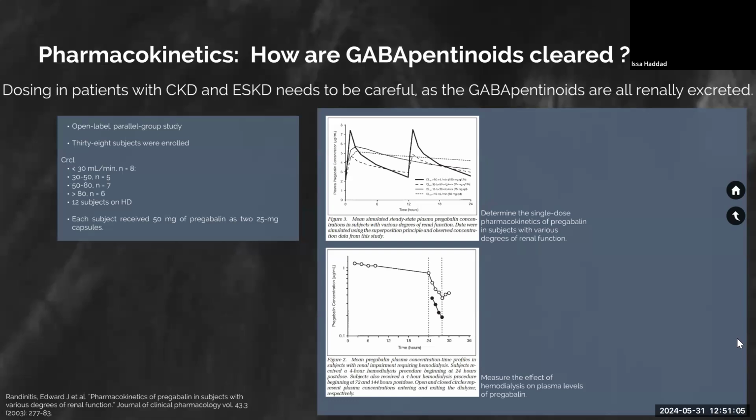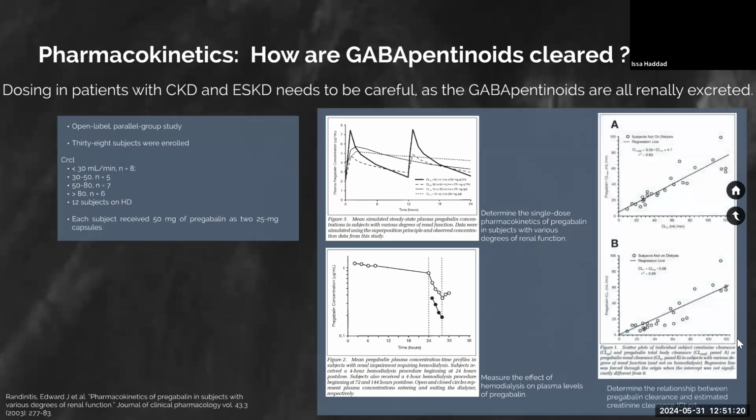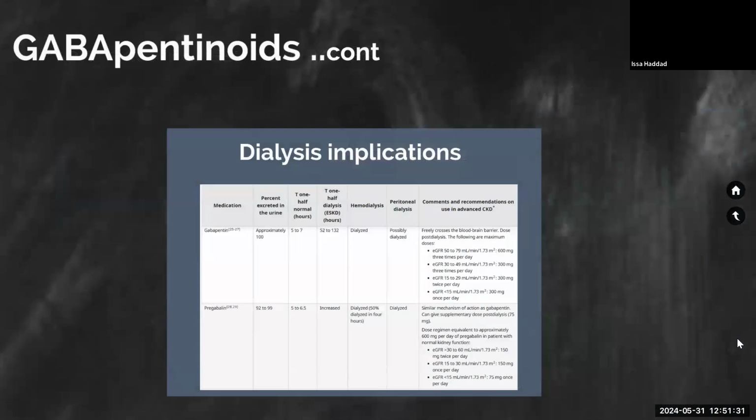With dialysis, they measured the effect of hemodialysis on plasma levels of pregabalin, and it has been shown that there is a significant amount of dialysability of this medication. So some people might need redosing after dialysis. And this is just showing a linear correlation between the creatinine clearance and the pregabalin clearance, confirming that it's mainly renally cleared.